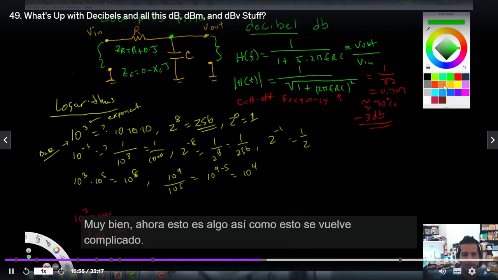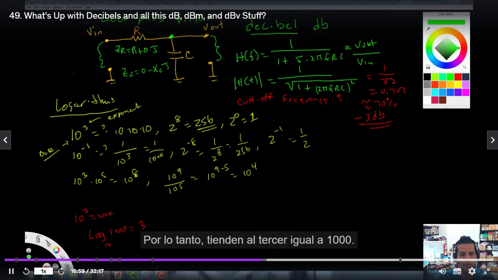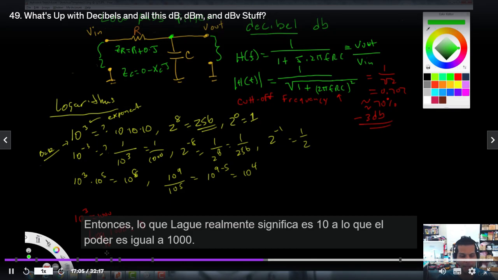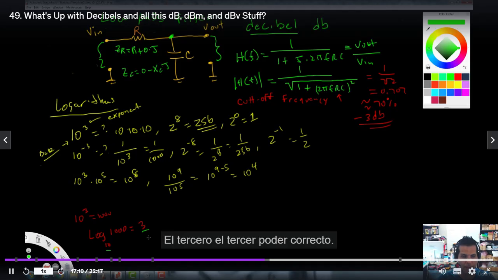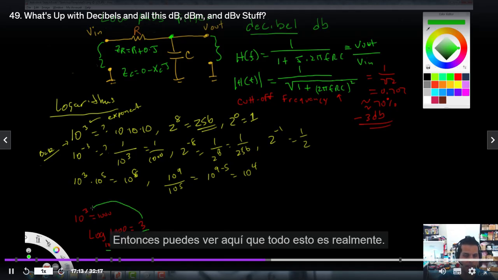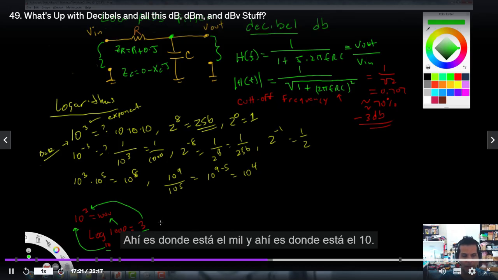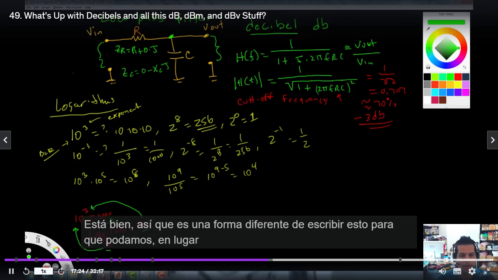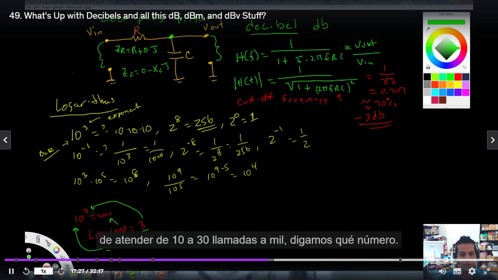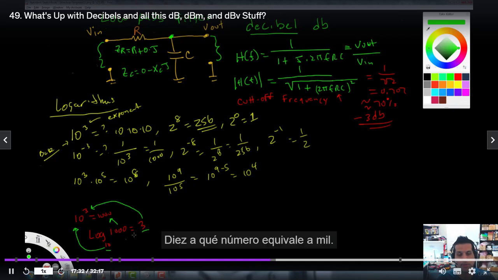Now this is kind of where it gets tricky. 10 to the third equals 1,000, but the log of 1,000 equals 3. What log really means is: 10 to what power equals 1,000? The third power, right? So you can see here that's where the 3 is, that's where the 1,000 is, and that's where the 10 is. It's just a different way to write this so that, instead of dealing with 10 to the third equals 1,000, we ask: 10 to what number equals 1,000? And then we can work with logs instead.